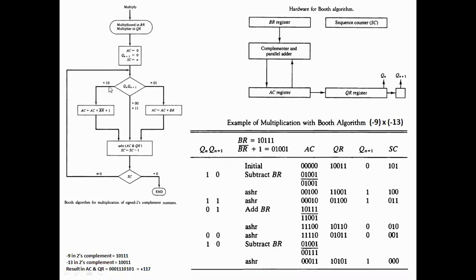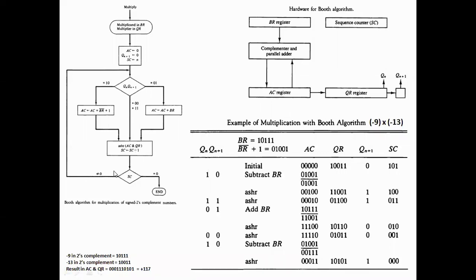If it is 1 0, go this way, do a subtraction. So this is a subtraction operation. So do a subtraction and store the answer in AC and follow this path again. And if it is 0 0 or 1 1, then neither do addition nor subtraction, just go this way and do an arithmetic shift.